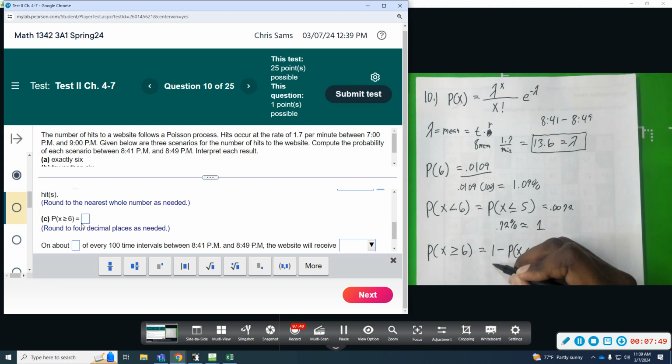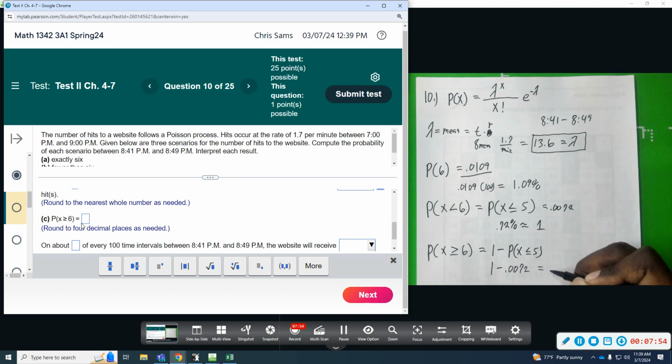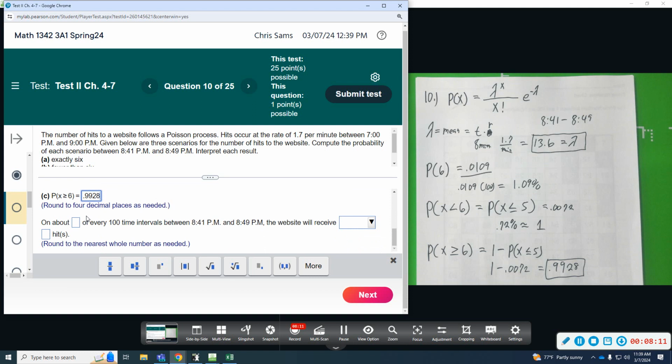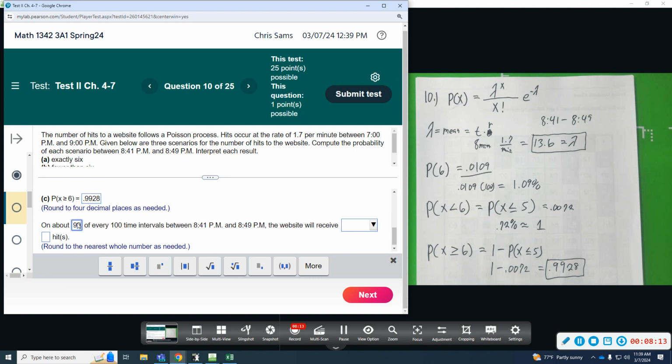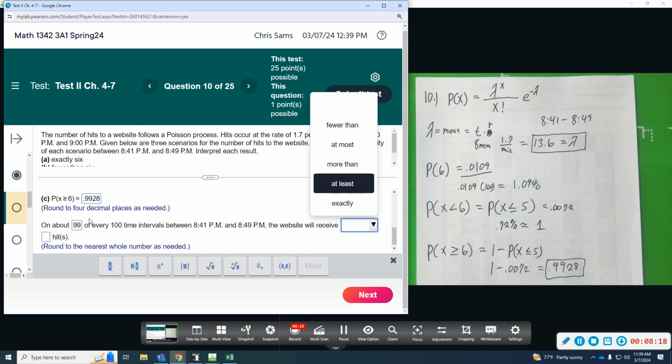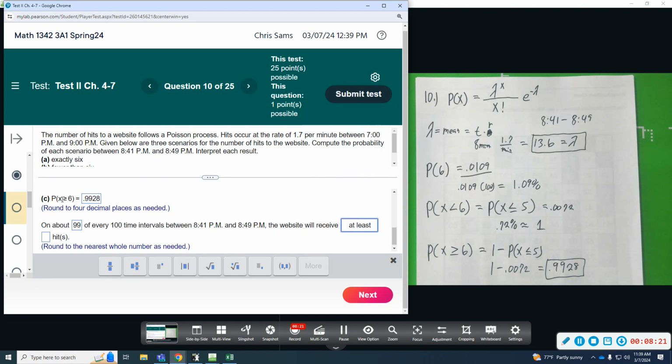So we're going to do 1 minus 0.0072, which gives us 0.9928. And then if I multiply that by 100, that'll give me about 99. Out of every 100 intervals, we'll receive at least, because we want 6 or more, so at least, that's the way we say greater than or equal to, at least 6 hits.